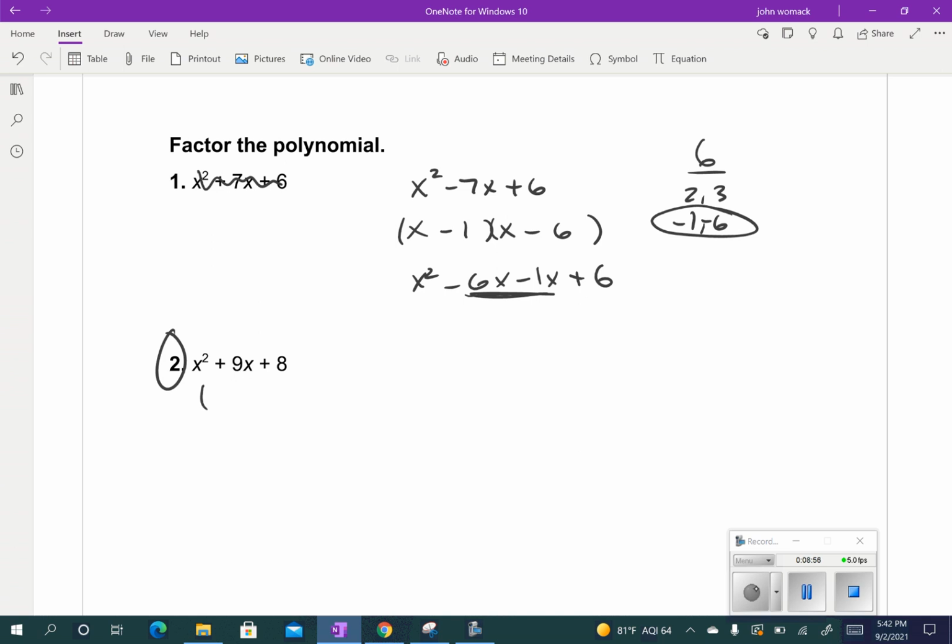It's a quadratic trinomial, so I'm going to do my 2 sets of parentheses. Now we're just thinking backwards. I know that times that has to give me x squared. I know that times that has to give me 8.